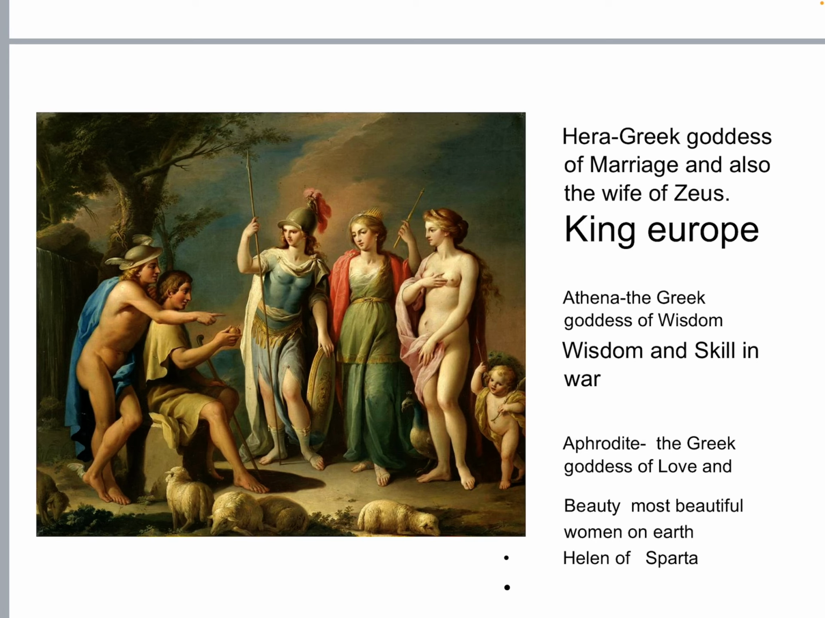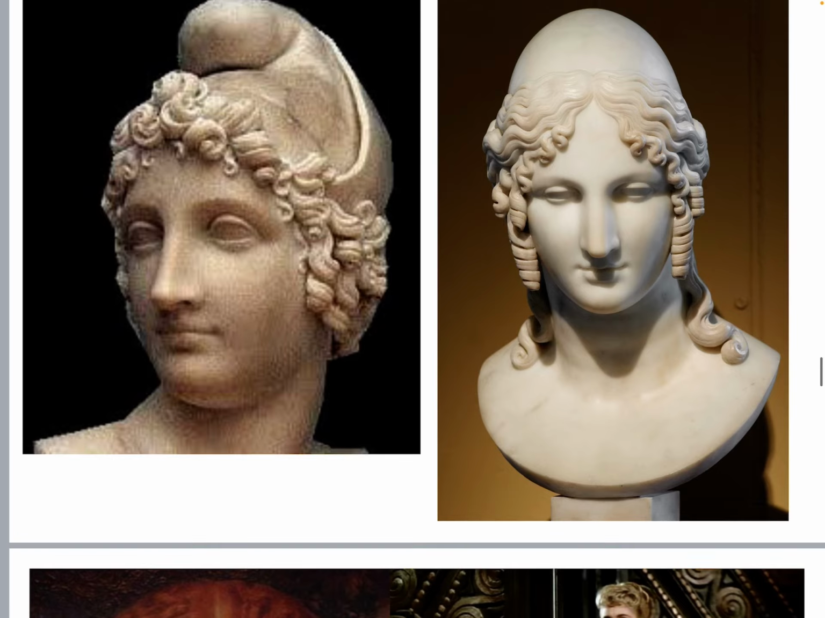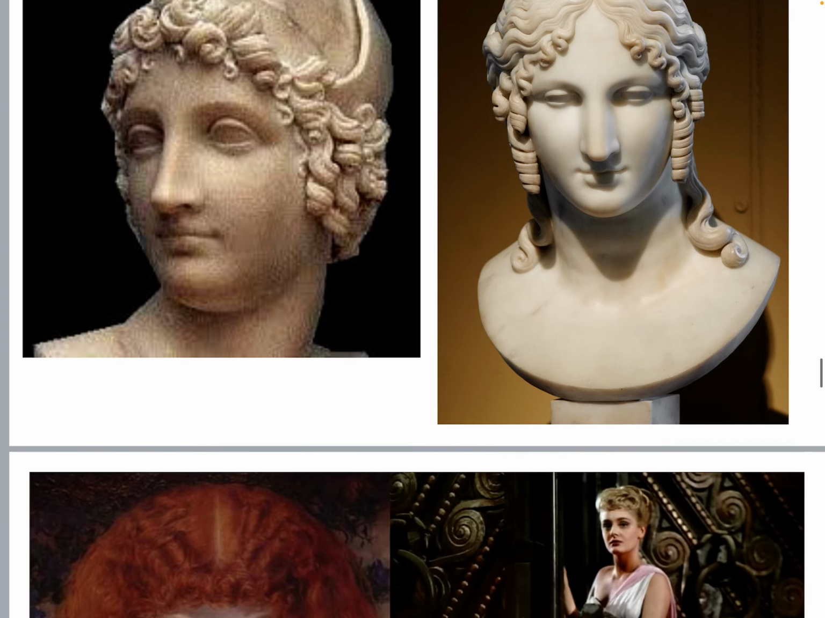So Aphrodite says, well, I will make the most beautiful woman on the whole earth fall in love with you. Now, everybody in the Greek influenced world knew, obviously, that this was Helen or Helena of Sparta. Now, Helena of Sparta, ladies and gentlemen, here she goes. Look. These are Greek statues of Helena of Sparta, right? So the Greeks found that this was the most beautiful woman, right? So they made a statue of her.